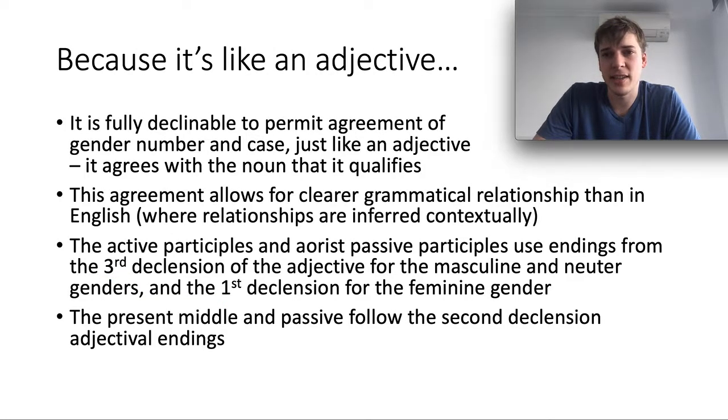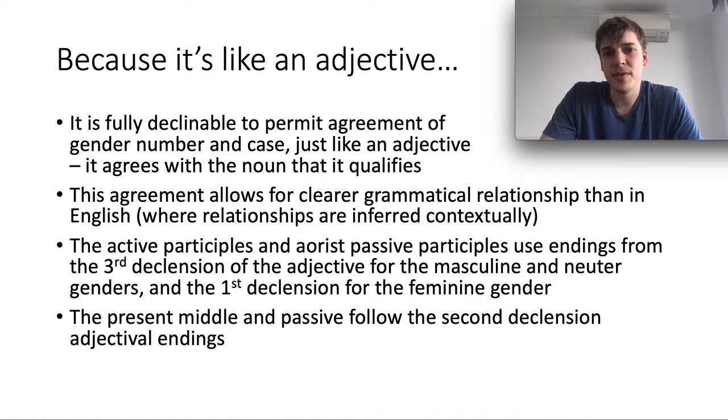Because it's like an adjective, in the Greek it's fully declinable. And this is to permit the agreement of the participle in gender, number, and case with the noun that it qualifies. This agreement allows for a clearer grammatical relationship than in English, where the relationships are often only inferred contextually.